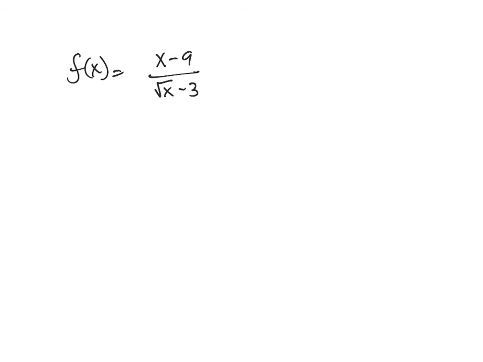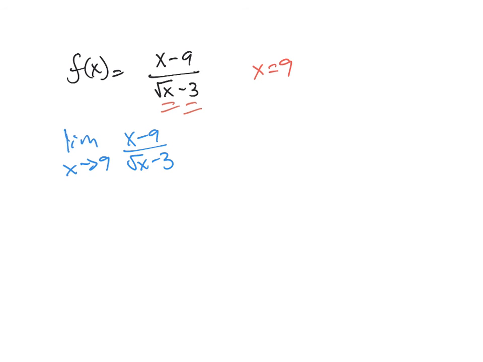So let's consider this function: x minus 9 over the square root of x minus 3. And I think you'll agree that this function has issues at x equals 9. When x equals 9, we've got a problem because we get 0 in the denominator. There's a discontinuity there. So our job is, step 1, we're going to do the limit as x approaches 9 of x minus 9 over the square root of x minus 3.